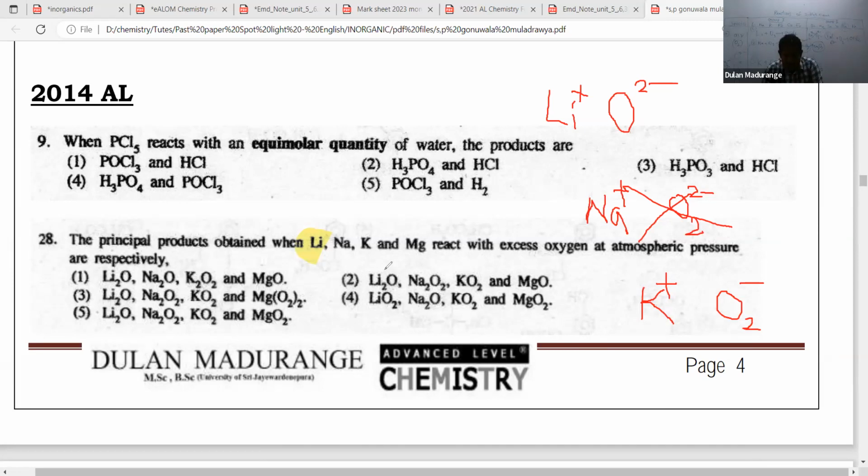It's answer number 2. Lithium oxide, sodium peroxide, potassium superoxide, and magnesium oxide. Those are the products. So the answer is 2. Now we can understand the sequence here. Right? We can understand the issues here. So that's how inorganic behaves.